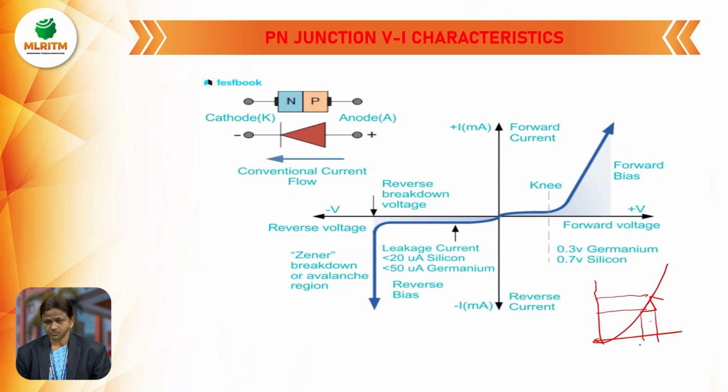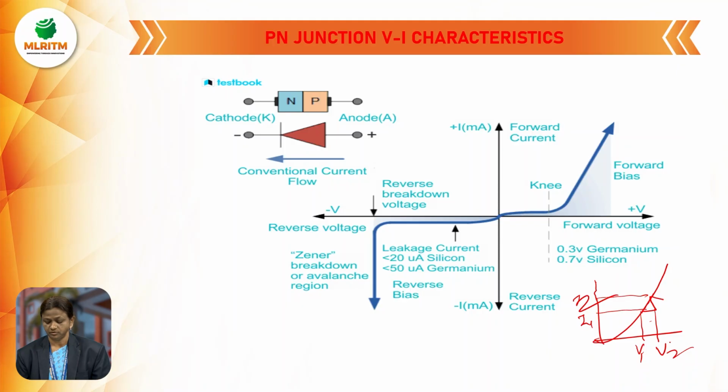From this point you can draw one vertical line, the corresponding voltage is, suppose, V1. From this point you can draw one vertical line, the corresponding voltage is V2. The corresponding currents are I1 and I2. Therefore, here delta V equal to V2 minus V1, delta I equal to I2 minus I1. Therefore, m equal to I2 minus I1 by V2 minus V1. rf is equal to the reciprocal of the slope of this curve. So, 1 by m is nothing but V2 minus V1 by I2 minus I1.